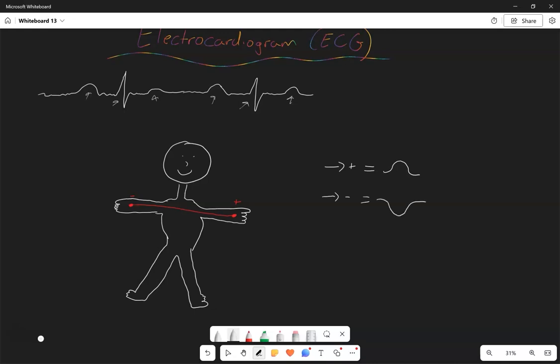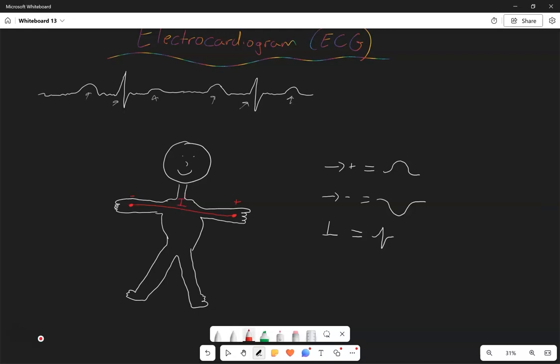deflection in our readout. Now, if it runs perpendicular to that diode, what's going to happen is you get what's called a biphasic readout. You get upward, downward, back to normal. Okay, so biphasic. All right, so that is what we call lead 1.